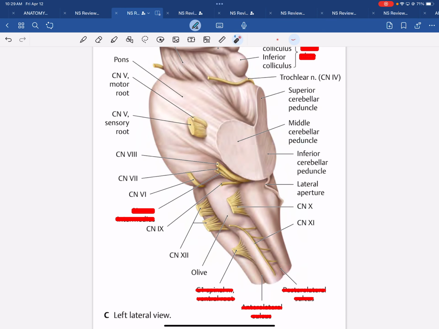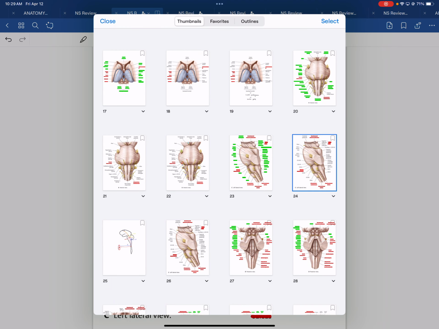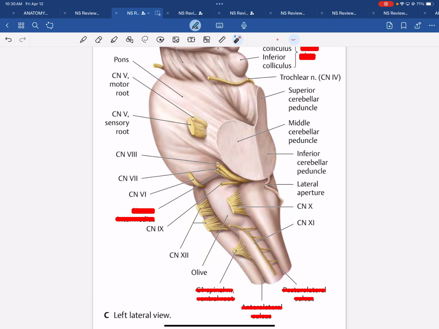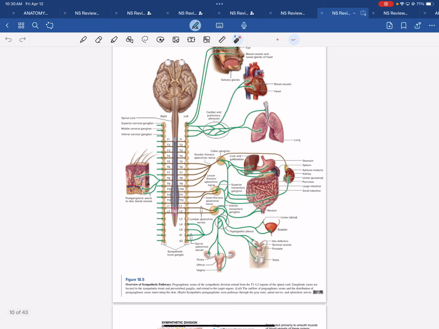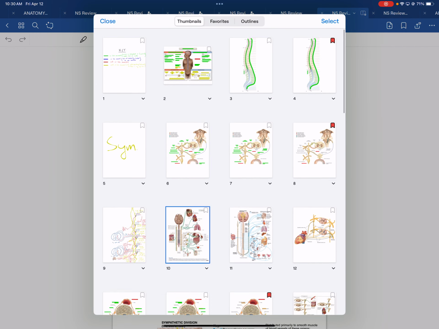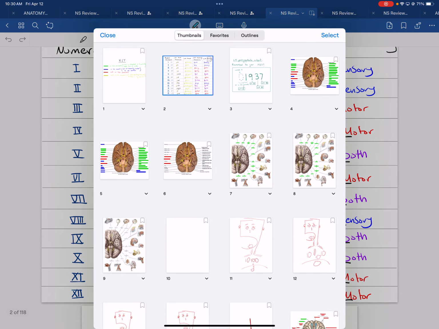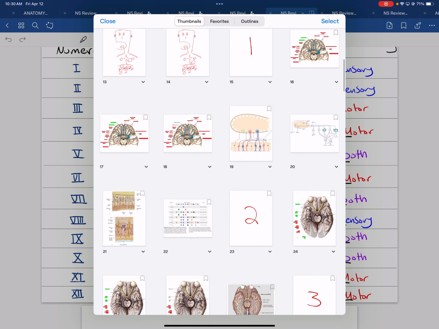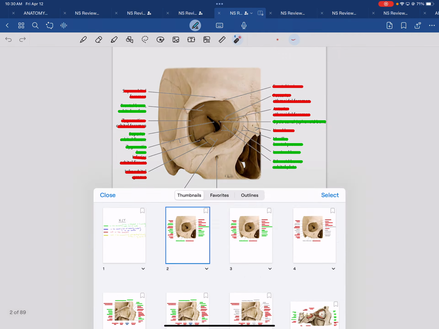Okay, let's do some of the pathways, right? Let's do the corticospinal pathway, the anterior and lateral, and also some spinal cord anatomy. So to do that, let's just draw some pictures. Maybe I have slides on it too.